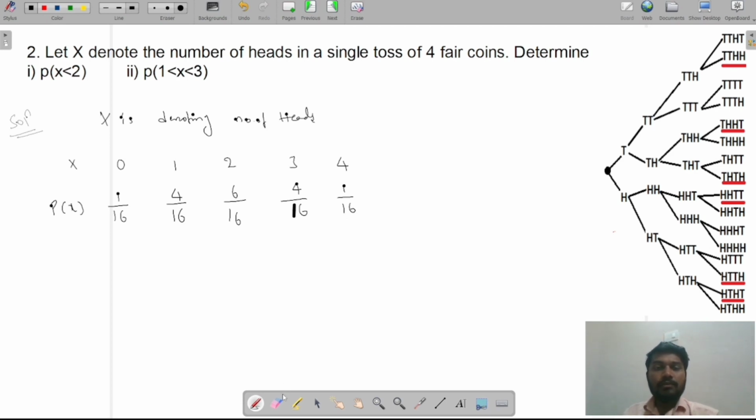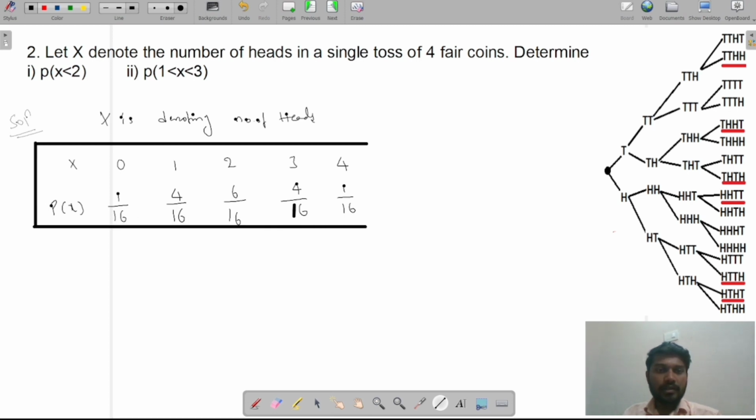Now we'll call this the distribution function table. Right, so we need a table. Now the table has come to us. Let's solve the first question. Right, first question.